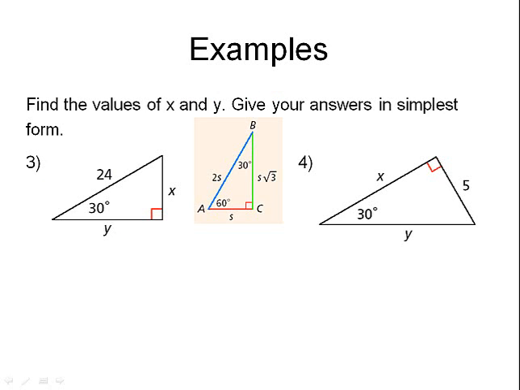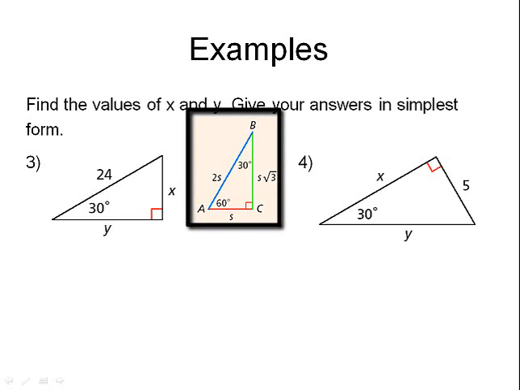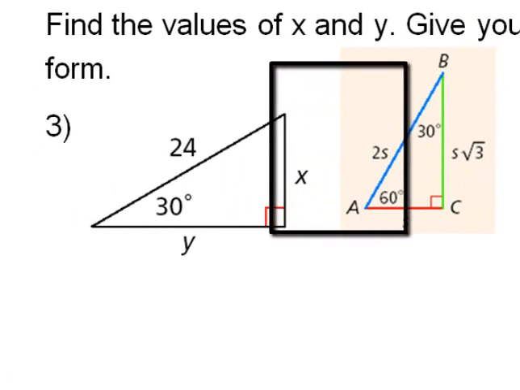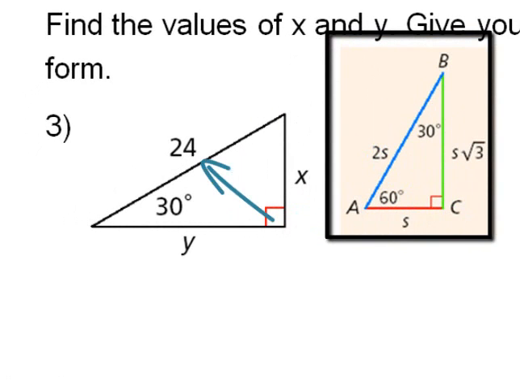So here's one of our next examples. Notice I put the theorem again in the middle so that we can use it and compare it. On problem 3, we know the length of the hypotenuse. The hypotenuse is equal to 24. If I look at the theorem across the hypotenuse, that length should be 2s. So I know that 24 has to equal 2s. I need to solve for s, so I need to divide both sides by 2. When I divide both sides by 2, I get that s is equal to 12.